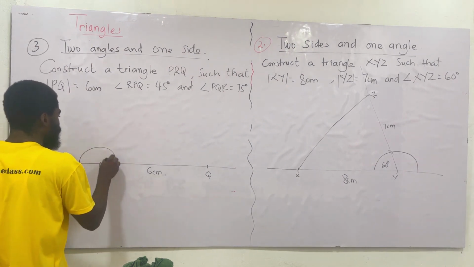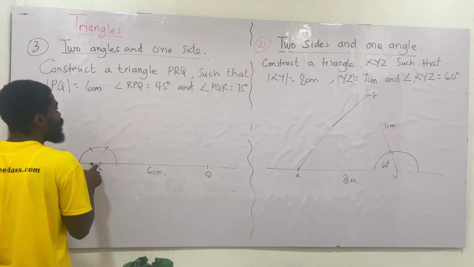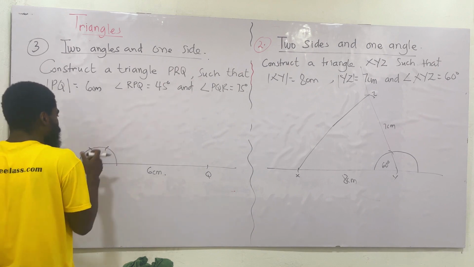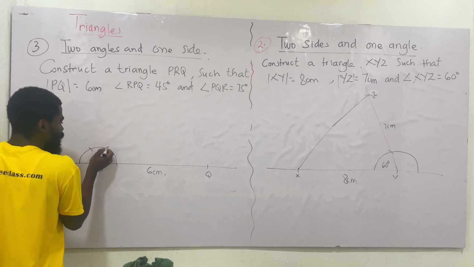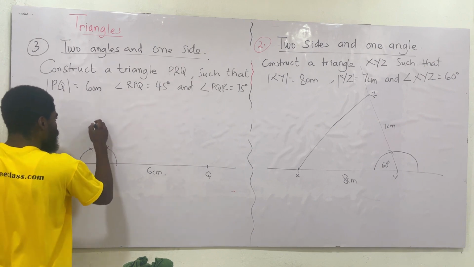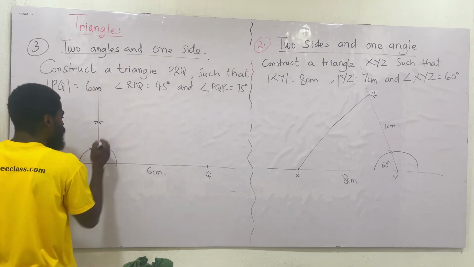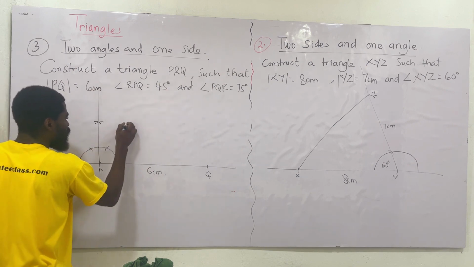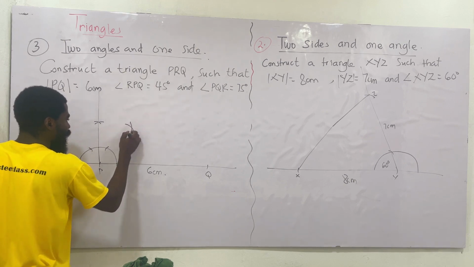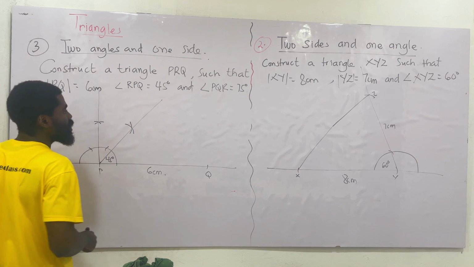I construct 60, 60. I need 45, and my 45 is coming from 90. How do I get 90? 60 plus 30. So I stand here, a convenient way, and bisect this angle, then draw my line through. So this is 90. I need 45, so I'll bisect this, stand here with a convenient radius, draw an arc, and draw through that arc. So this gives me 45 degrees.